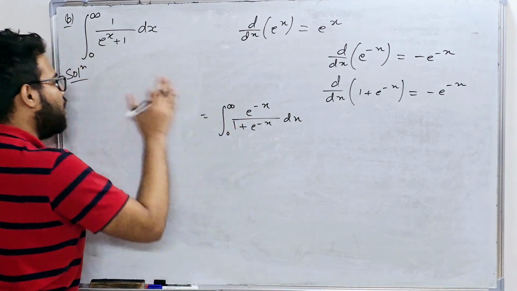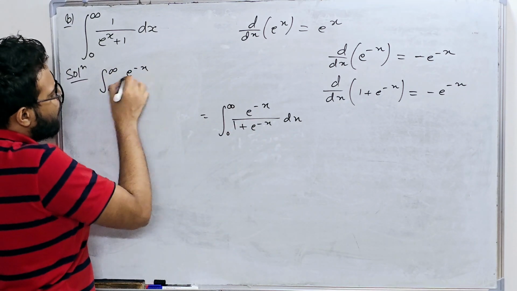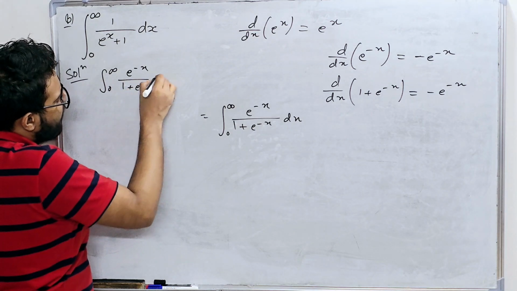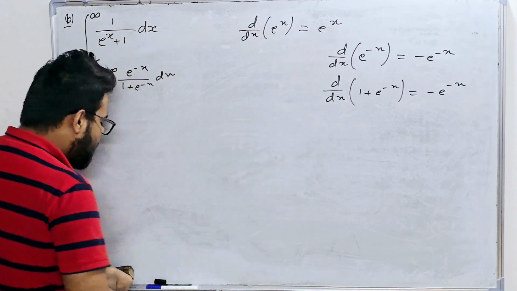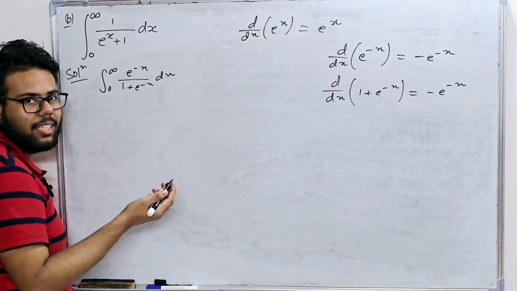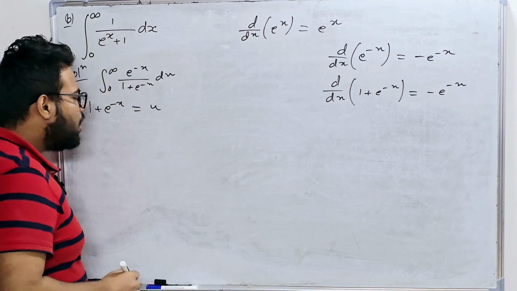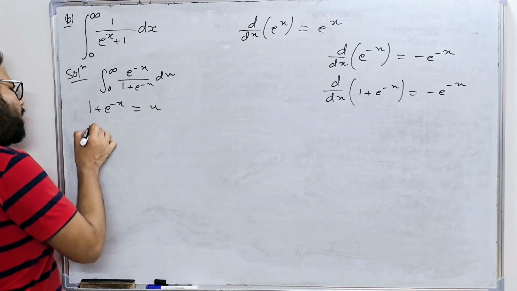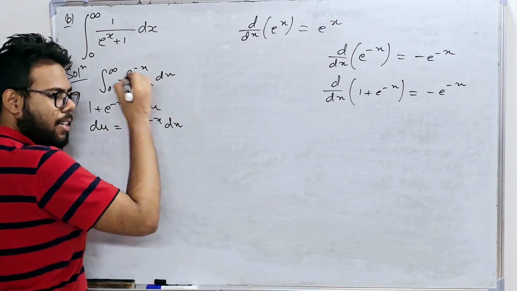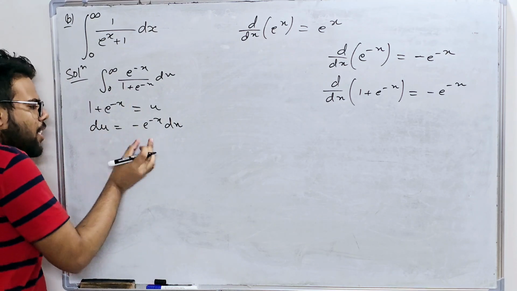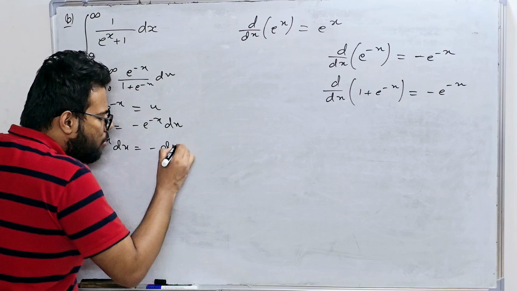Let's note this over here: integral from 0 to infinity of e to the power minus x upon 1 plus e to the power minus x dx, right? So what else can we do? I said a u substitution. e to the power minus x equal to u. If you differentiate now, what do you get? du is equal to negative e to the power minus x dx, right? Which means e to the power minus x dx is equal to negative du.